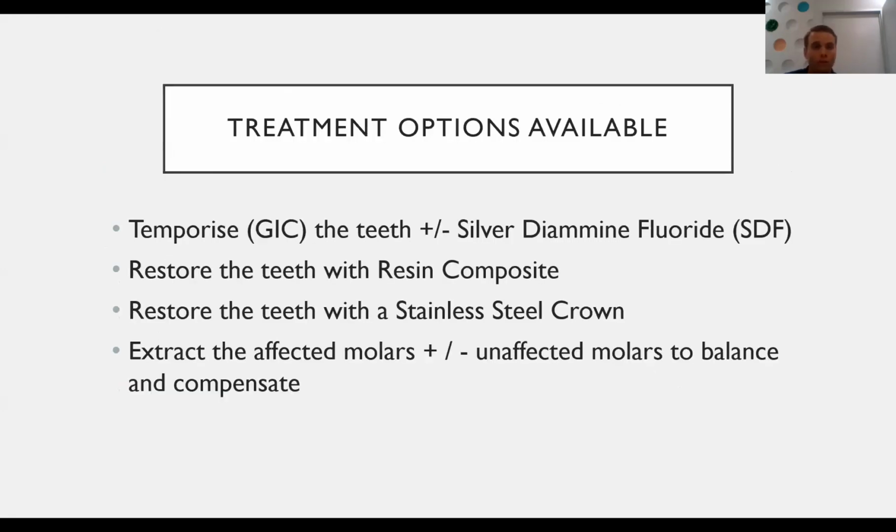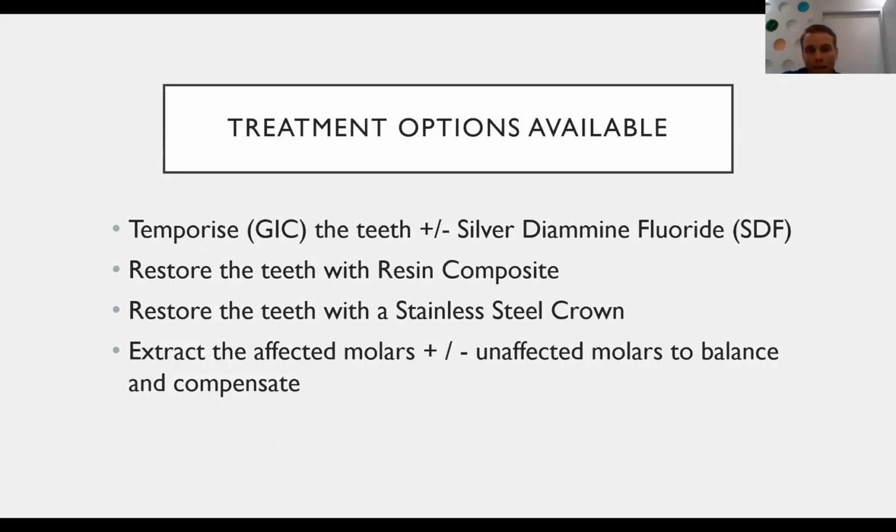So what are our options available? We can temporise the teeth with GIC, and we can add some silver diamine fluoride. For those that are not familiar with silver diamine fluoride, I will discuss it in the 3rd case we're presenting. The other options are we can restore the teeth with resin composite, we can restore them with stainless steel crowns, or we can look at extracting the affected molars and possibly also unaffected molars.